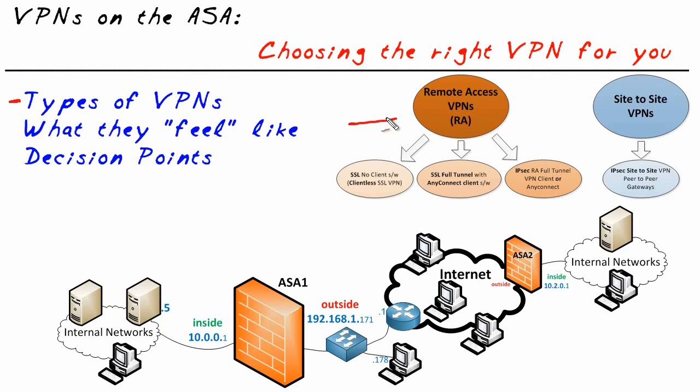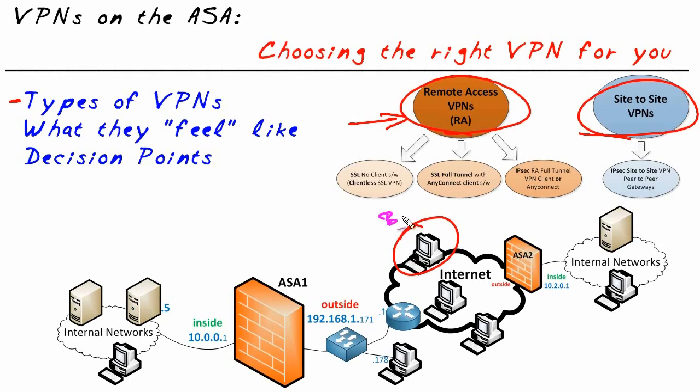The two major classifications are remote access VPNs and site-to-site VPNs. Let's start off with remote access. Typically, that's where we're going to have a user, maybe at their home, at a kiosk, or at a remote location. They're not at some site of your company, but they're connected to the internet and they want to build a tunnel. Why does he want to build a tunnel?